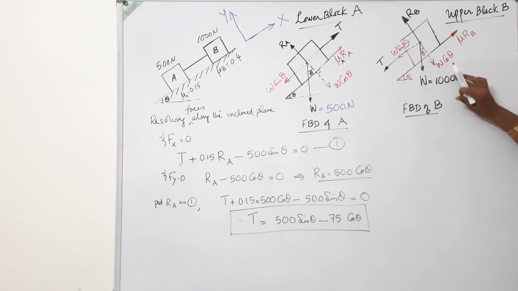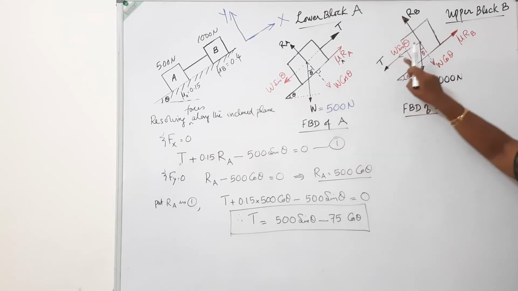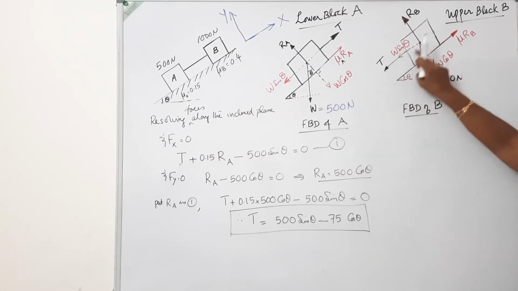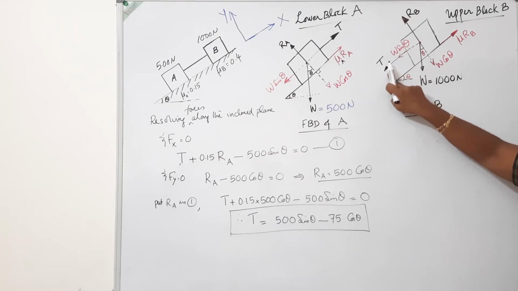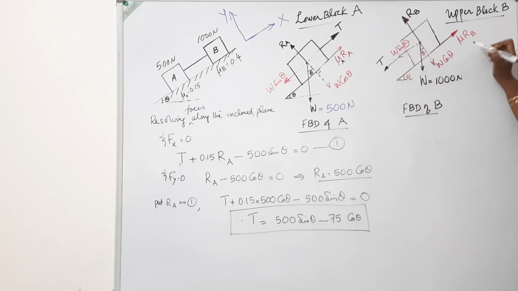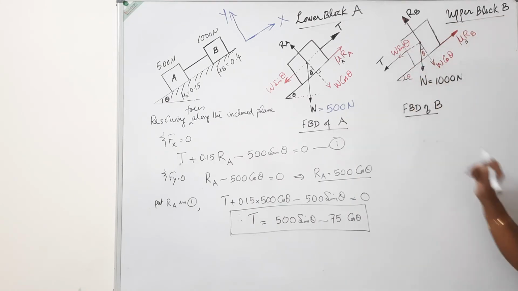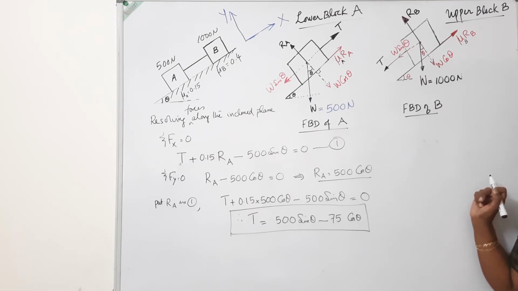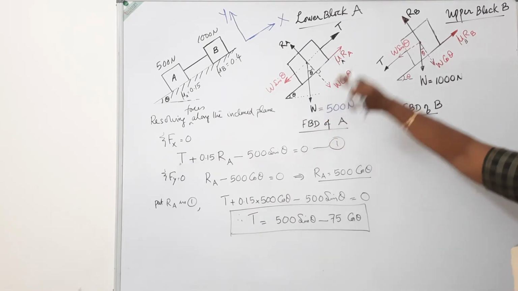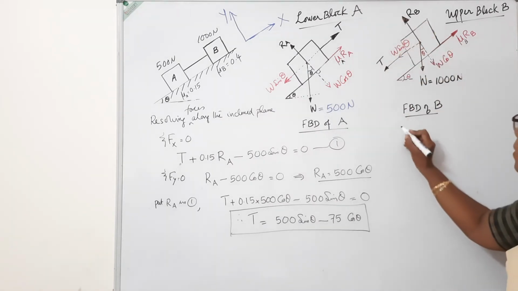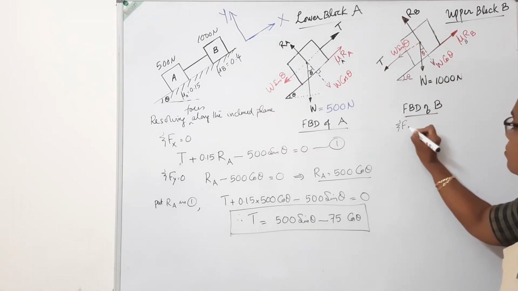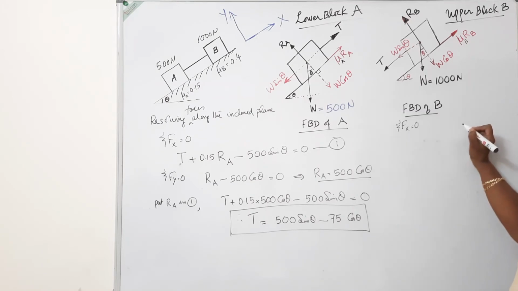Now the contact reaction RB acts perpendicular to the surface. Tension in the rod T acts away from the joint. As it moves down, the frictional force mu B RB, because mu B has a value 0.4, will be opposing the motion. So these are the various forces acting on this body. Now let me consider the equilibrium of forces. Consider the forces along the plane, and let me write sigma Fx is equal to 0.